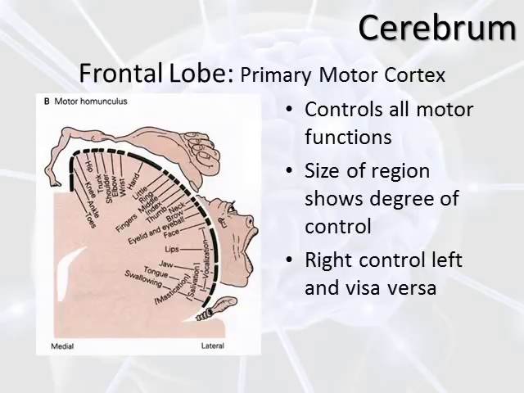So just like you have in the sensory homunculus, we have a motor homunculus that shows the same idea: the medial side is where we have lower body motor control, moving out towards the lateral side, upper body, and then down to the face and things like that. It's the same idea. The size of the region shows the degree of fine motor control we have for it. And just like in the sensory cortex, the right side controls the left side of the body and vice versa.